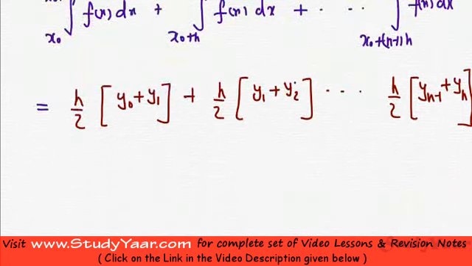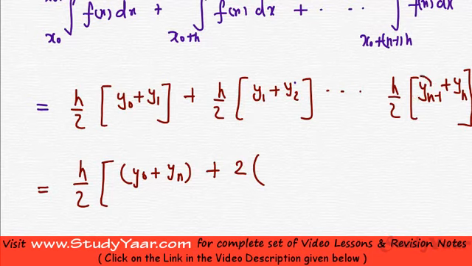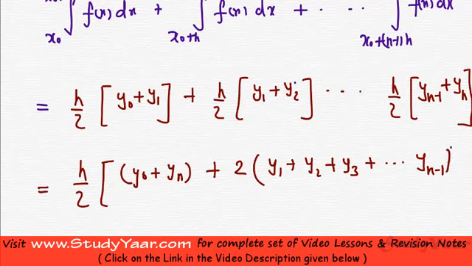So this result comes out to be equal to h by 2 into y0 plus yn, which is present only once, plus 2 into y1 plus y2 plus y3, so on up until yn minus 1, since y1, y2, and yn minus 1 are each present twice.